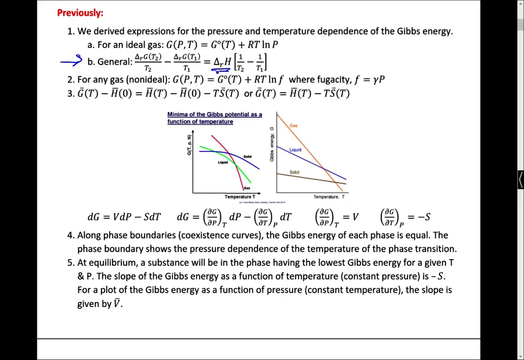What we know is that systems move in order to minimize their Gibbs energy. So when I look in this temperature regime, the lowest Gibbs energy possible corresponds with the solid. When I look in this temperature regime, then I'm in the liquid phase. And if I go to higher temperatures, I go into the gas phase.